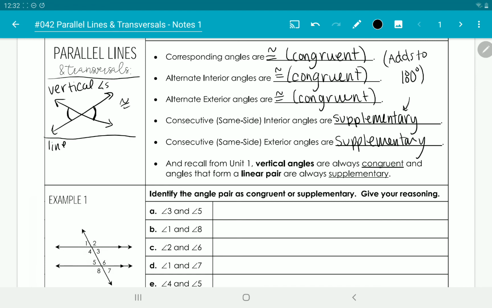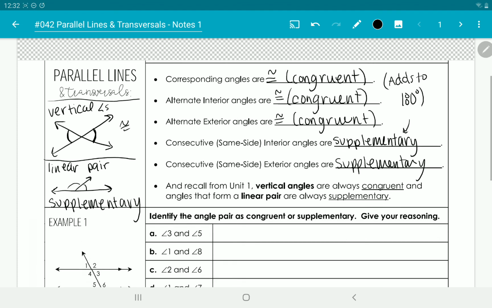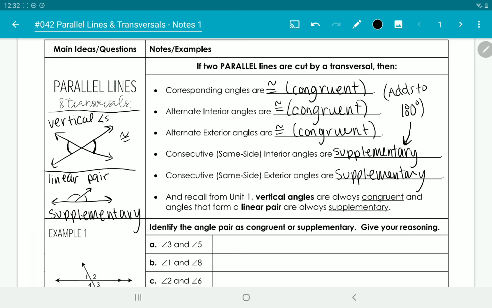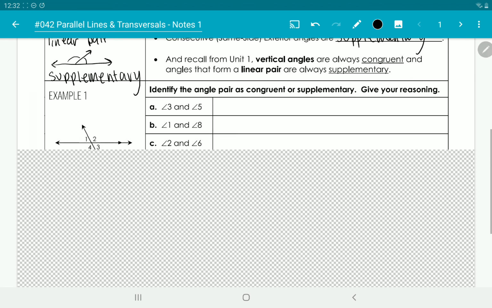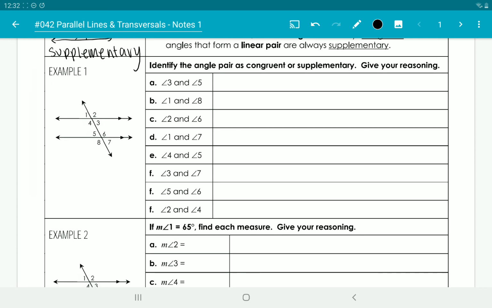And then angles that form a linear pair, which means that they make a straight line together. So you make a straight line and you have two angles formed by that line. If you do like that, they're always supplementary, because you can see it makes up a straight line, and a straight line has 180 degrees. So again, congruent means they have the same measure, and supplementary means if you add them together, they're going to add to 180. So we're going to go ahead and start out by identifying the angle pairs and then telling whether they are congruent or supplementary.